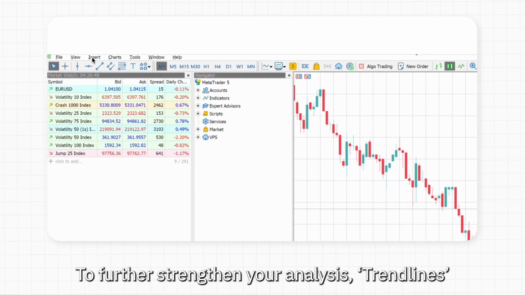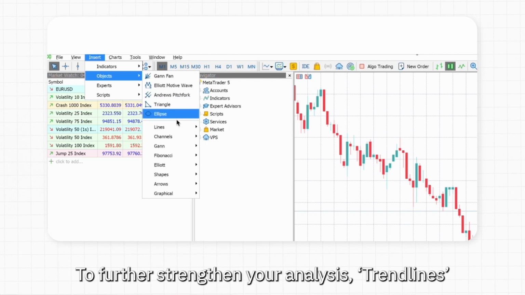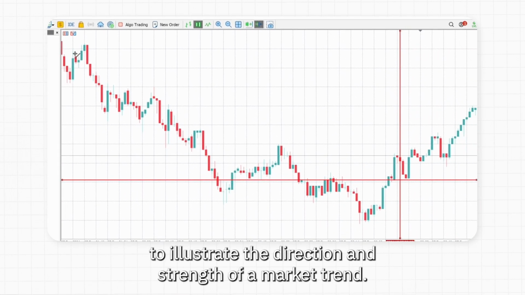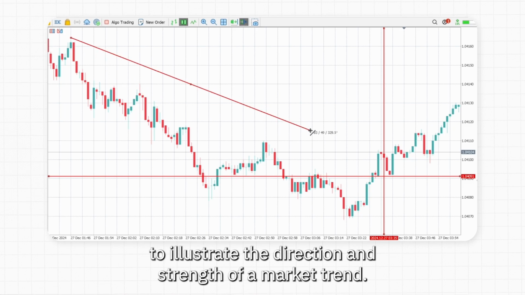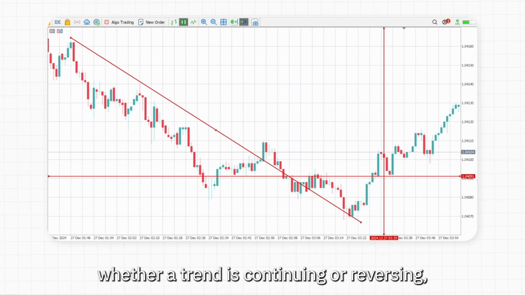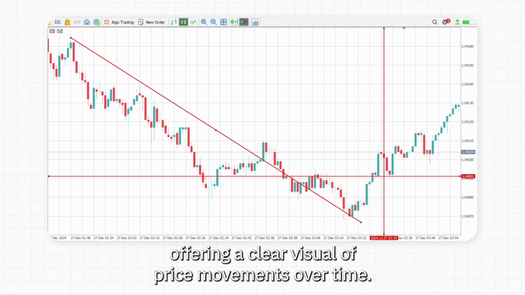To further strengthen your analysis, trend lines connect significant price points like highs and lows to illustrate the direction and strength of a market trend. Trend lines are a go-to tool for determining whether a trend is continuing or reversing, offering a clear visual of price movements over time.